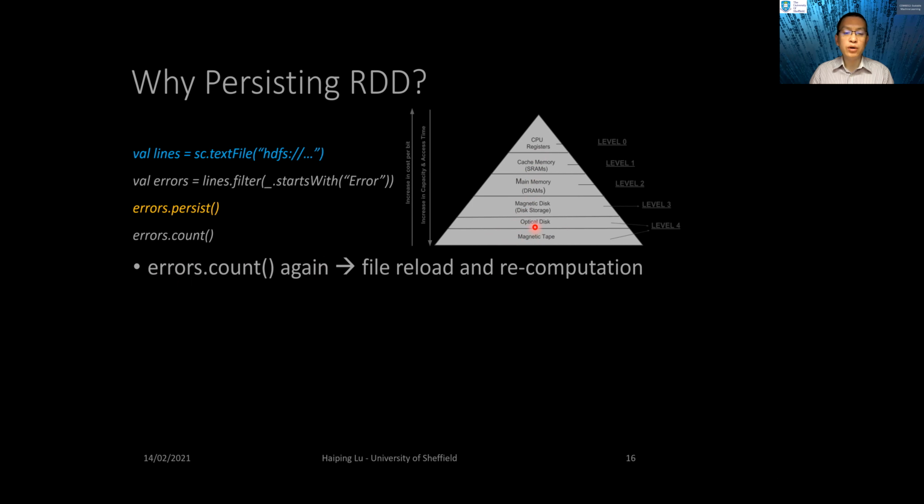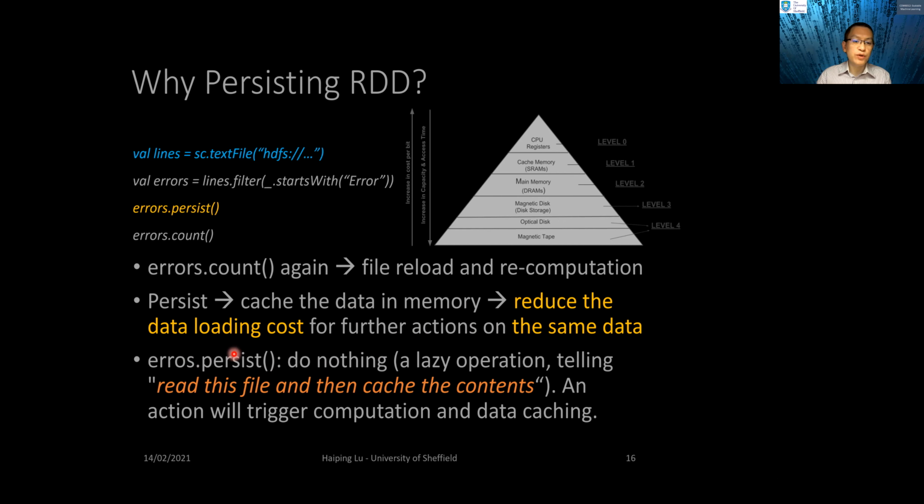Again, persist is not an action. Persist is more a transformation than an action, so it does nothing by itself. It just defines the transformations. It is a lazy operation. It just tells the program to read this file and then cache the contents. When an action is triggered, the program will do the computation and the data caching.